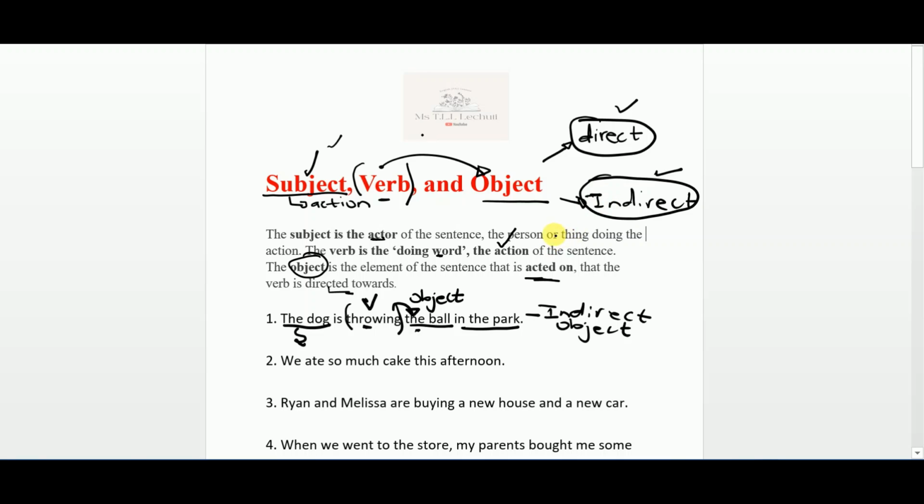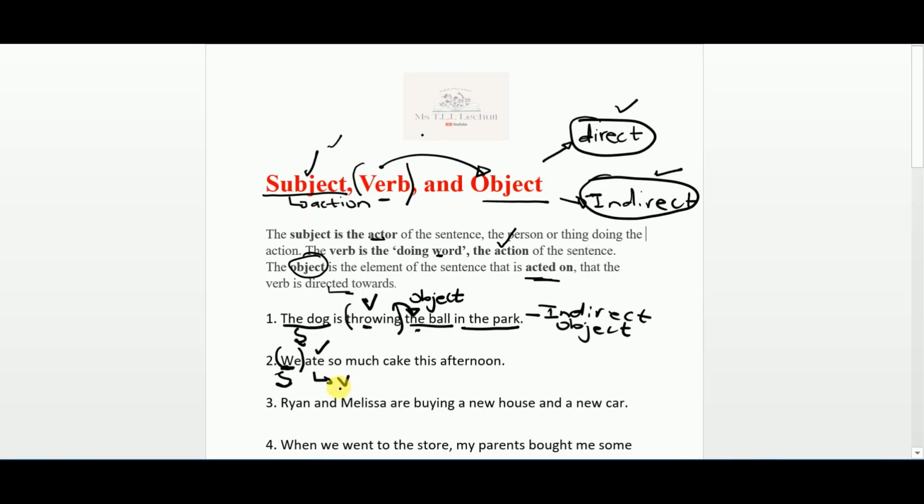Sometimes it's just a plain simple sentence where you have a subject, verb, and an object, without multiple objects. Let us go to number 2. We ate so much cake this afternoon. Who is performing the action here? The word we. So we becomes our subject, and the action that we performed was to do what? Was to eat. So this one becomes our verb.